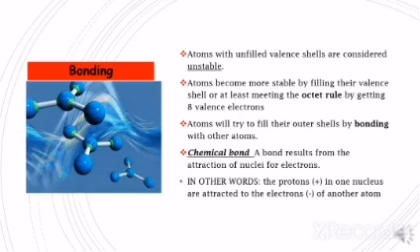Chemical bond is a bond resulting from the attraction of nuclei for electrons. In other words, it is the proton in one nucleus that is attracted to the electron of another atom.